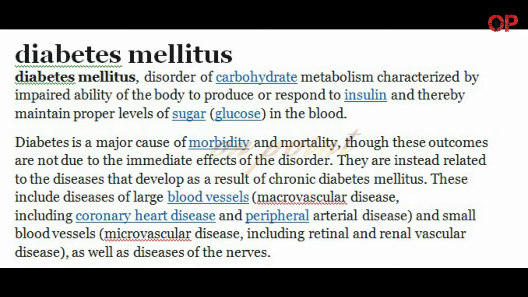Diabetes is a major cause of morbidity and mortality, though these outcomes are not due to the immediate effects of the disorder. They are instead related to the diseases that develop as a result of chronic diabetes mellitus. These include diseases of large blood vessels, macrovascular disease, including coronary heart disease and peripheral arterial disease, and small blood vessels, microvascular disease, including retinal and renal vascular disease, as well as diseases of the nerves.